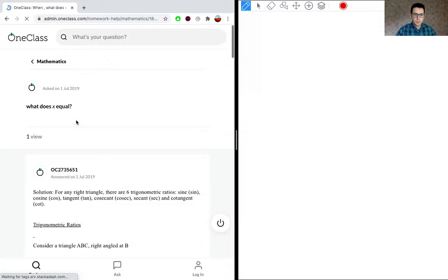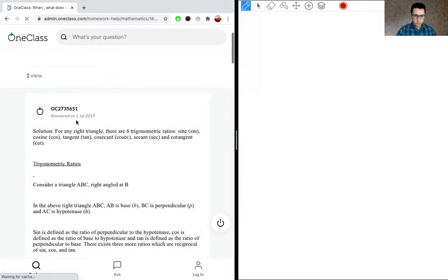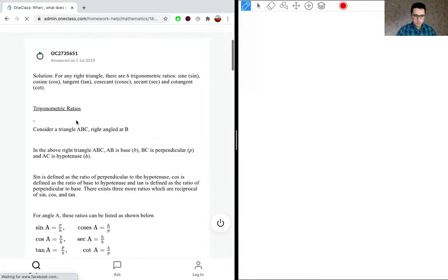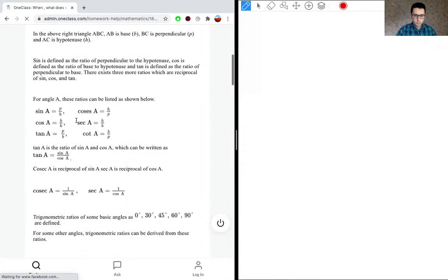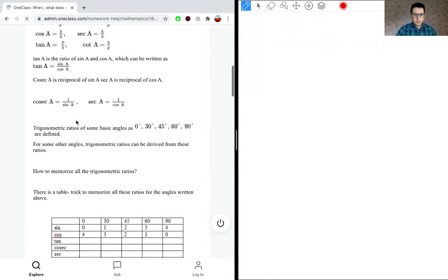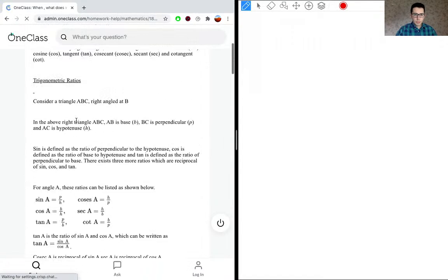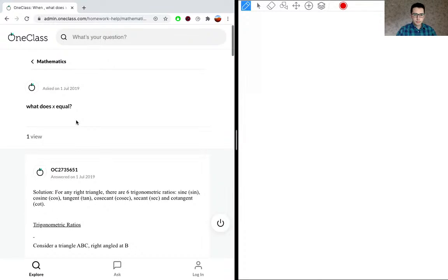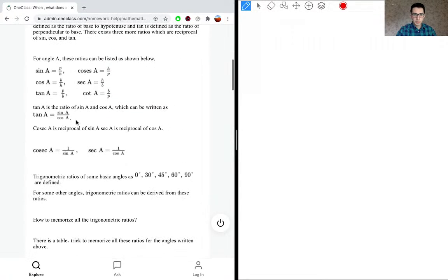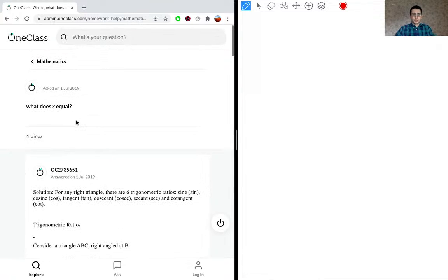So here we're asked, what does x equal? We're not given much information. Here the solution outlines trig ratios and angles for triangles. So what we can do here is go over generally the fundamental trig ratios to know and the special triangles.